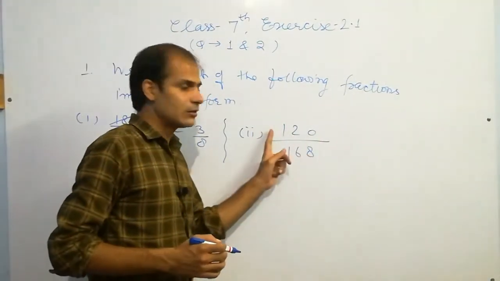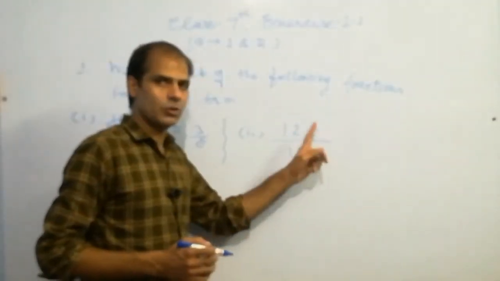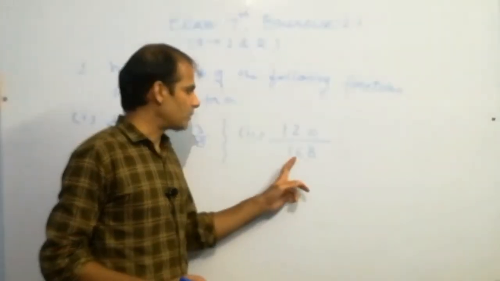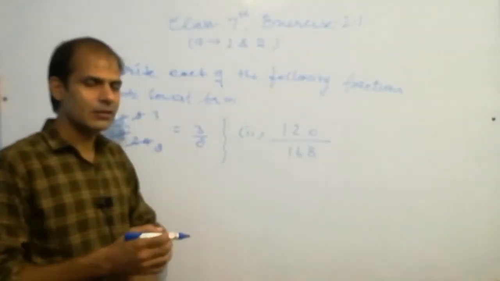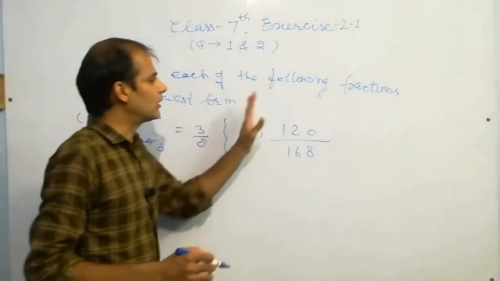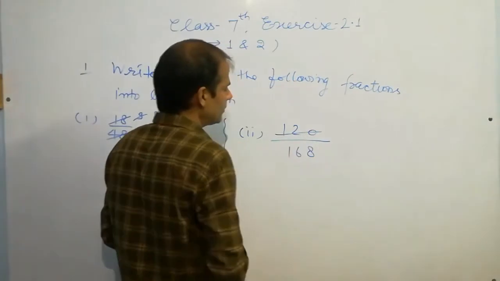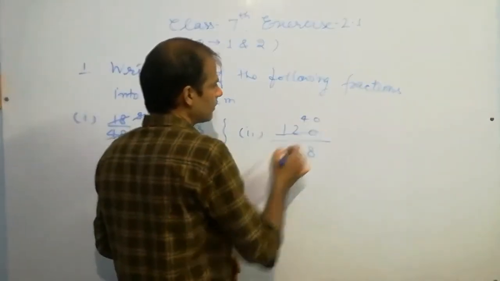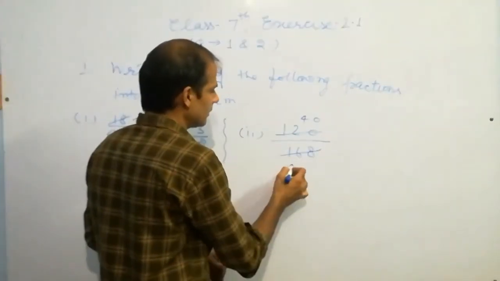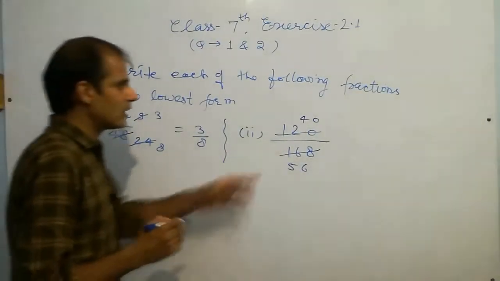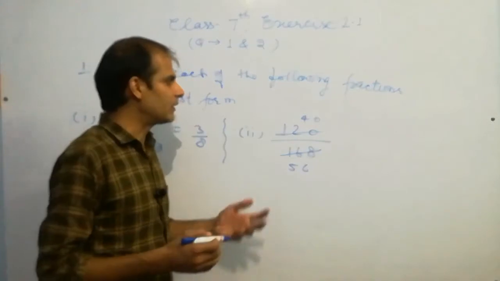Find the sum of the digits. 1 plus 2 plus 0 is 3. 3 is divisible by 3. Check this. 1 plus 6 plus 8 is 15, again divisible by 3. So both the numbers are divisible by 3. Check, if you divide by 3 you get 40 and divide by 3 you get 56. Again these are even numbers, so try it with another number.